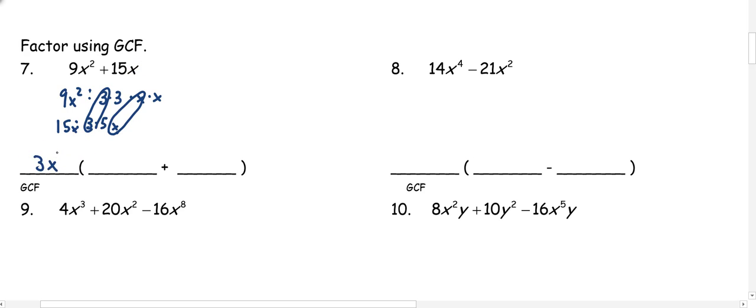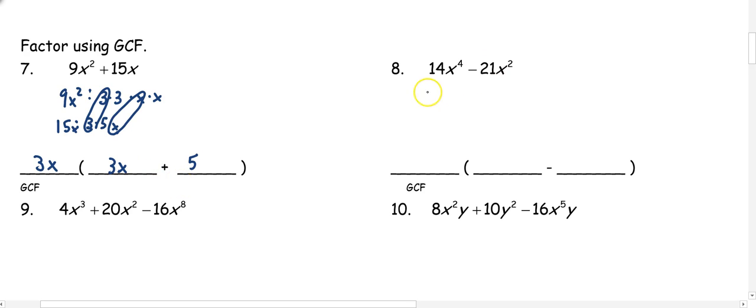Now, to find the remainder, anything that was not circled is a remainder. So with 9x squared, we have a 3 and an x left over, which makes sense because 9 divided by 3 is 3. And if we have x squared and we remove one of them, it's just left with x. The only thing left over from 15 is 5. Notice that the sign in the middle between the two terms stays the same. So it was a plus sign before, and it stays a plus sign in our final answer.